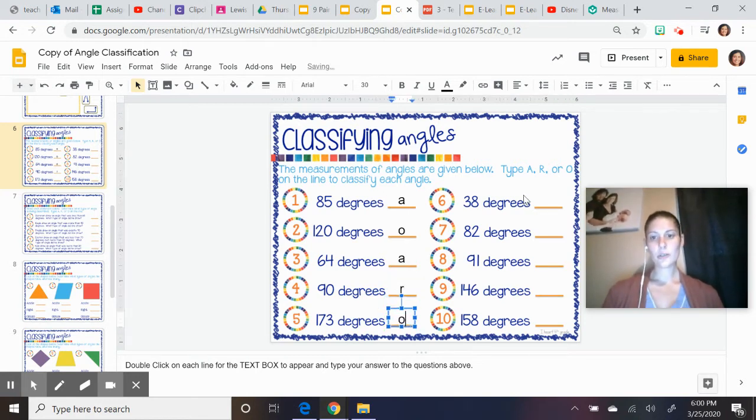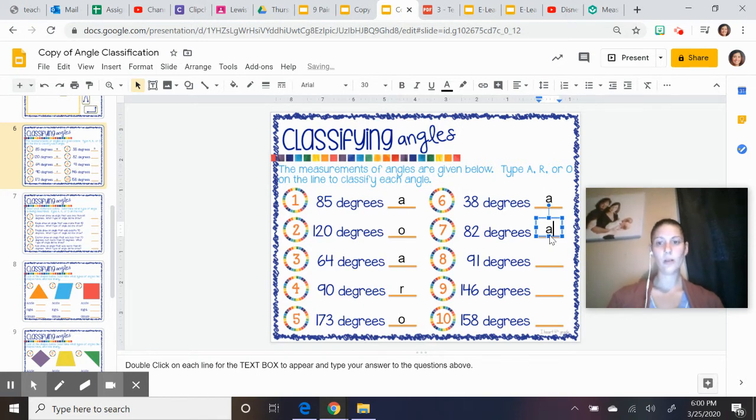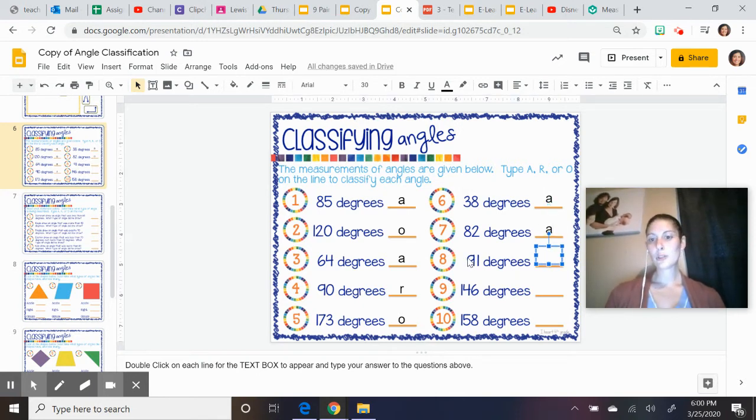173 is much larger, so that would be obtuse. 38 is much smaller, so that would be acute. 82 is close to a right angle, but it's not quite there, so that's still going to be acute. And here we go. They're trying to trick us.